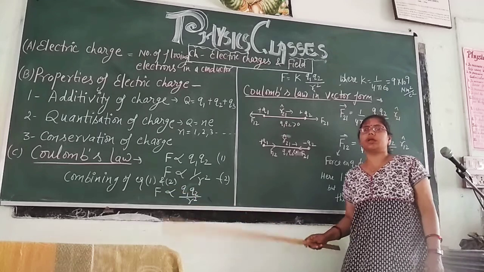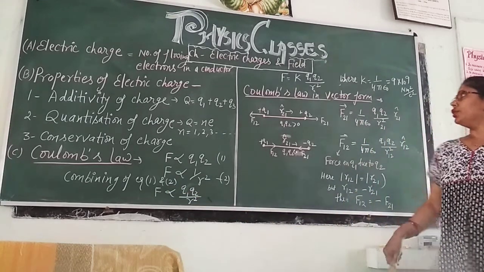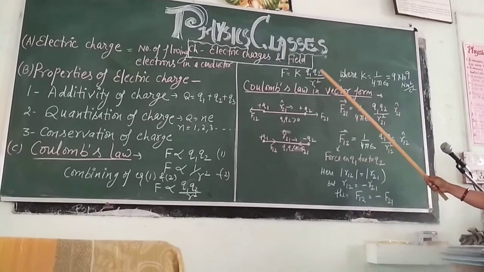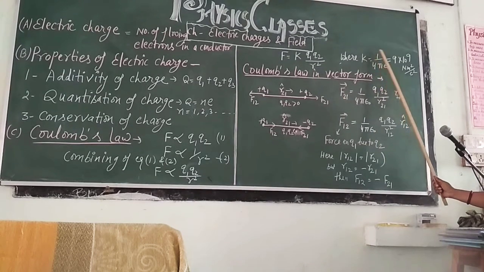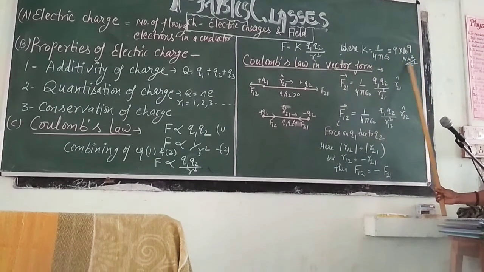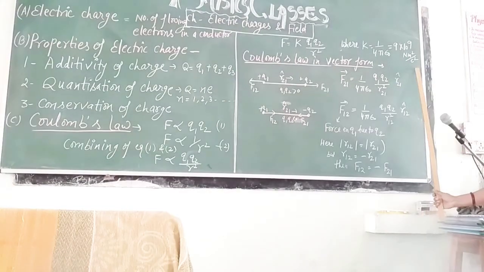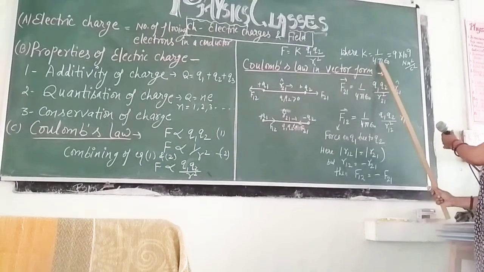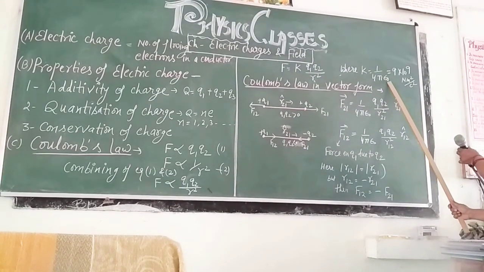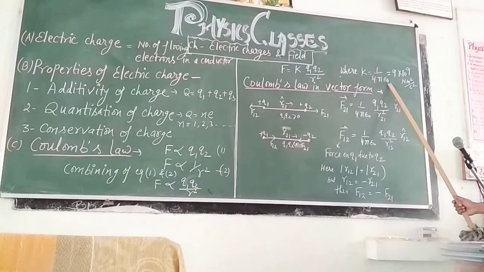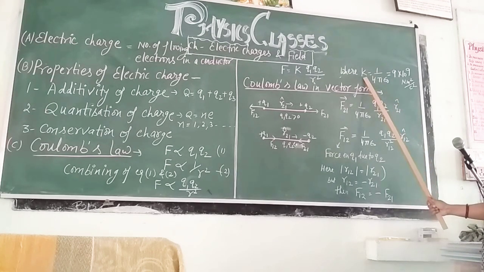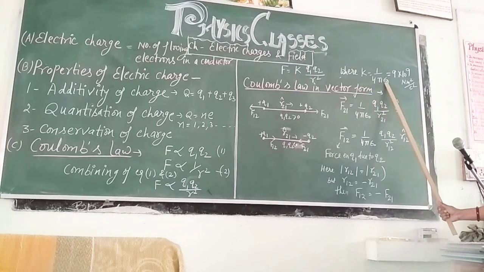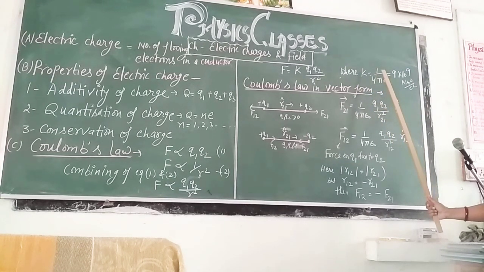As we know that proportionality converts into a constant, we can write F is equal to k times q1 q2 upon r squared, where k is a constant and its value is 9 times 10 to the power 9 newton meter squared per coulomb squared. Or we can write k is equal to 1 upon 4 pi epsilon naught, where epsilon naught is the permittivity of free space. This permittivity of free space means how the free space or vacuum can permit the forces between two charged bodies.